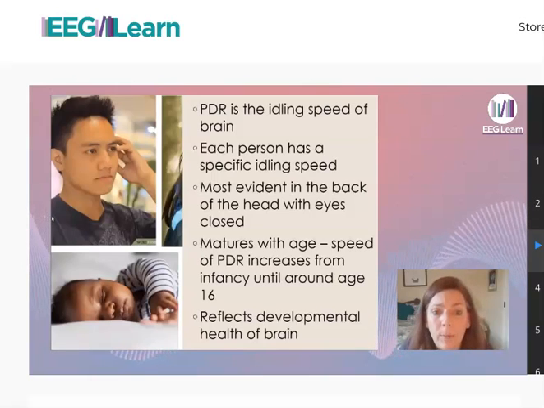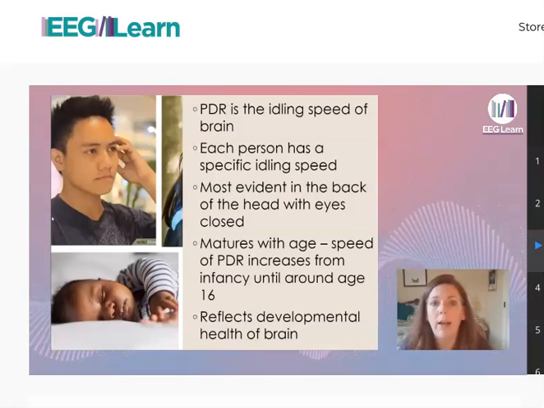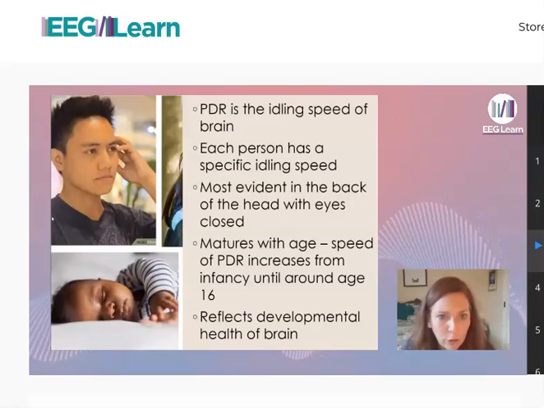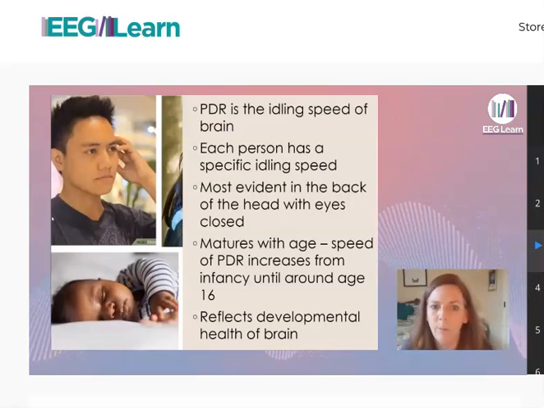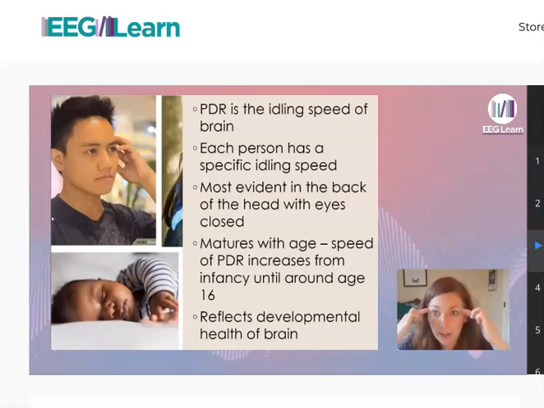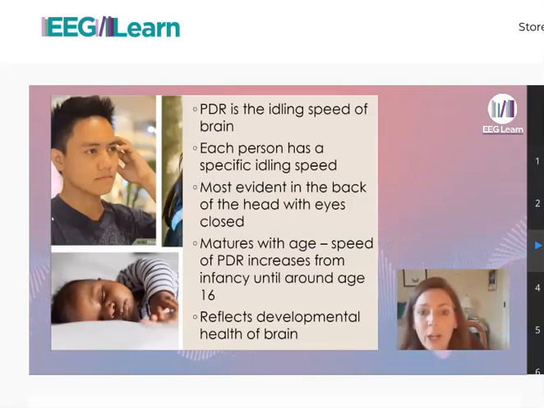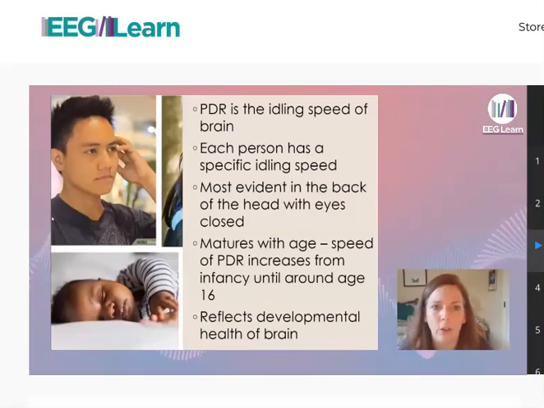Well, then by the time someone's a toddler, their idling speed has moved up into the theta range. But what do we know about toddlers? They have rich imaginary lives. They have monsters under the bed and imaginary friends, and they love playing imagination games because their EEG idles in the theta range, which is more of an inner focus. They have these rich inner lives.